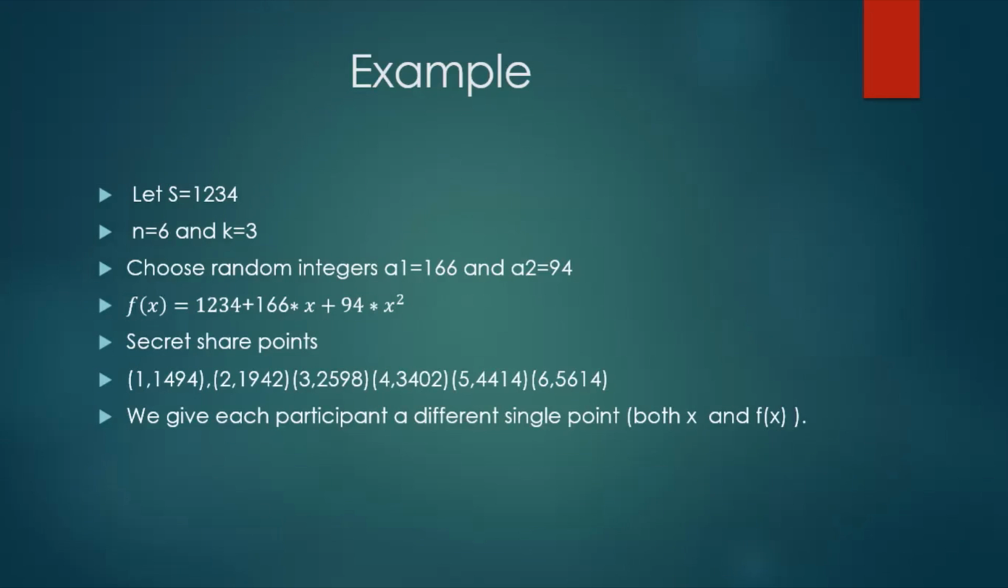So according to the previous slide, if we create our f(x) equation, then f(x) is equal to 1234 plus 166 into x plus 94 into x square. Now just put the value of x from 1 to 6. That way we can generate 6 shares, which are shown on the screen. Now these 6 shares are given to 6 different persons, and if we have at least 3 shares, then we can generate this secret data S is equal to 1234.